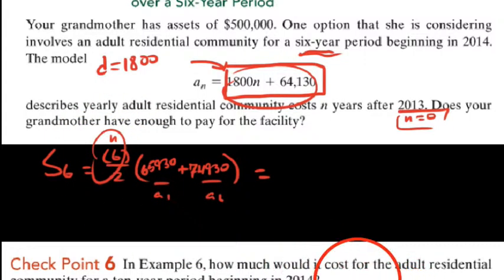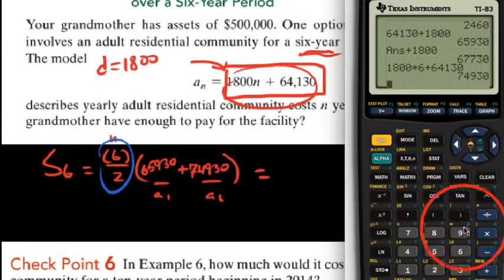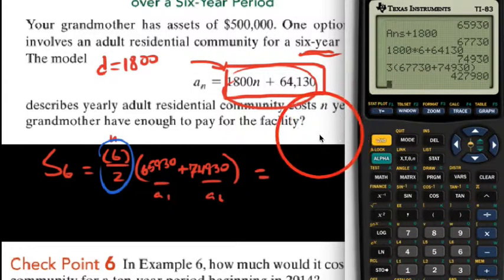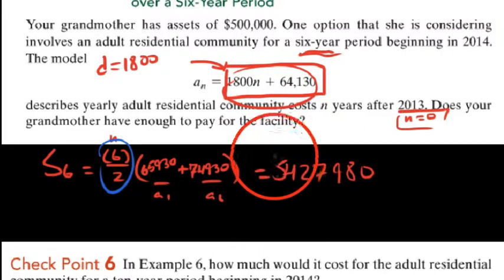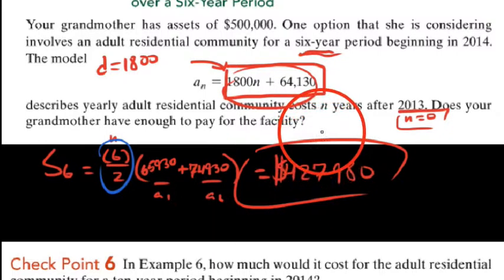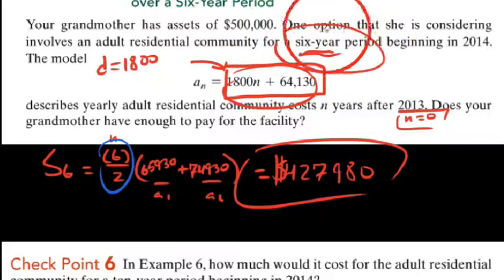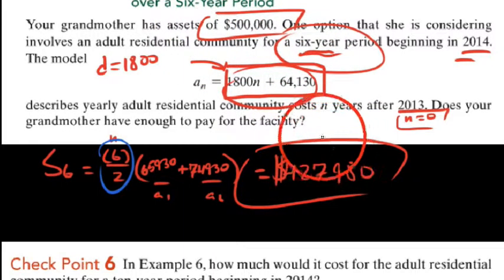So this is calculator worthy. I will say that this is a 3 out in front right here, so when I type this in, I'm just going to hit 3 times in parentheses, 67730 plus now 74930 end parenthesis, and what we end up with is 427980. This was a representation of money. So the question here is, is she going to have enough to pay for this over a 6-year period beginning in 2014? Well, according to this model, she's got $500,000. She should be able to do it. Cheers.